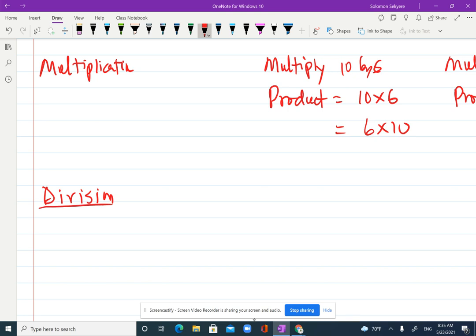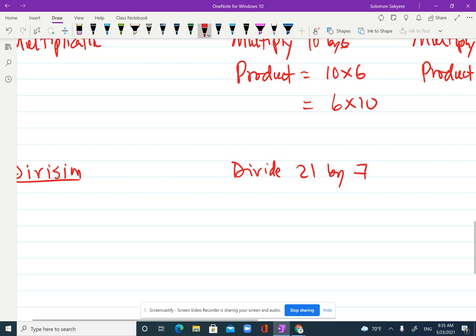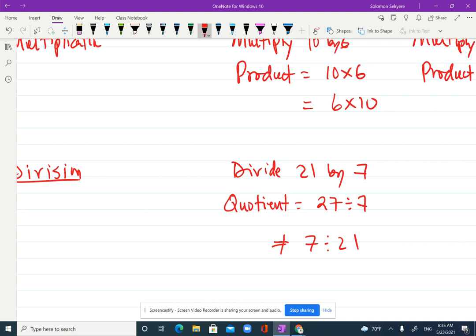We say divide 21 by 7. What do we call division? Division is called quotient. When you divide, you get a quotient. Quotient equals 21 divided by 7, and it's not the same as 7 divided by 21.